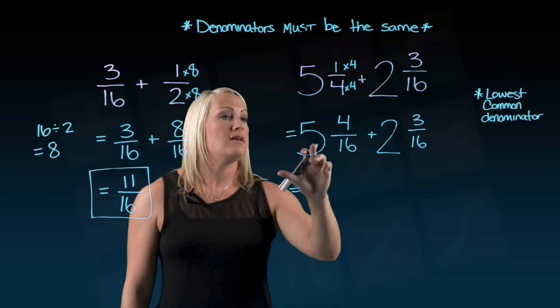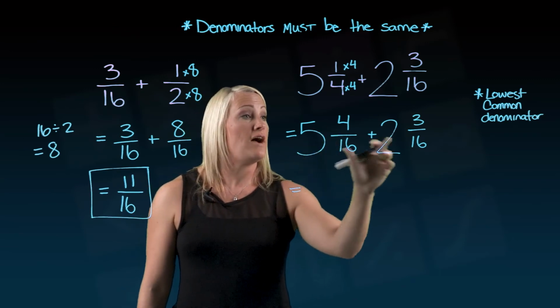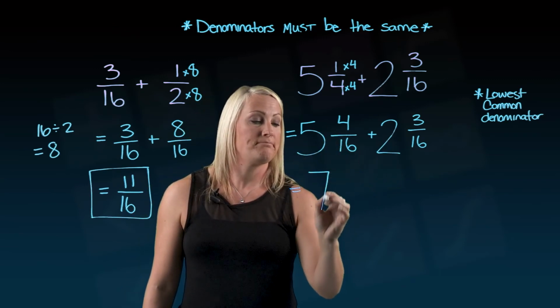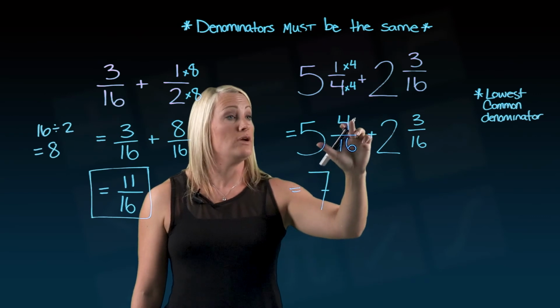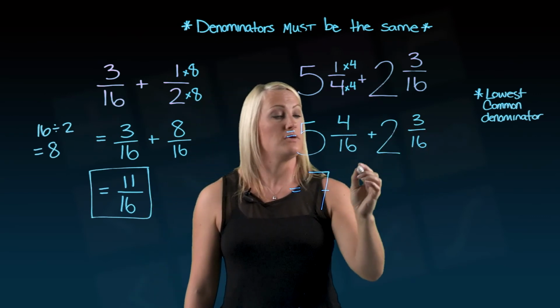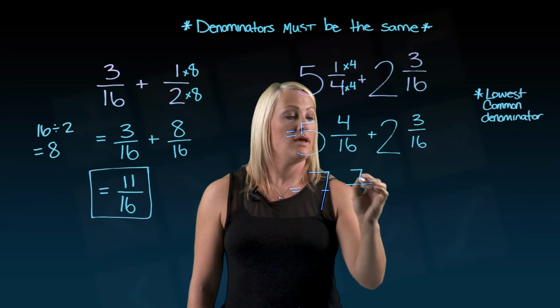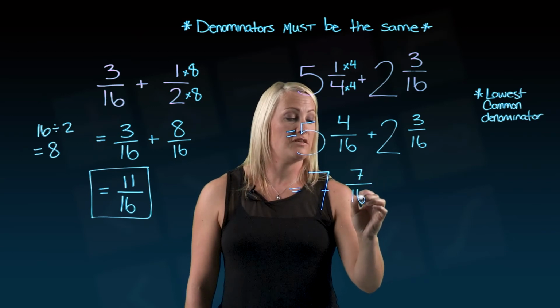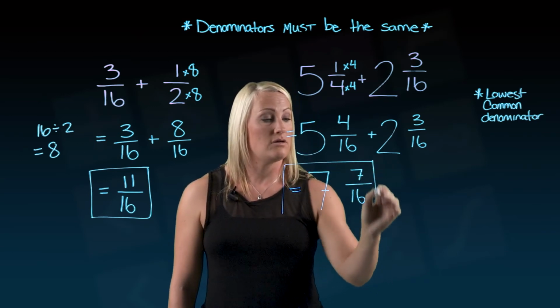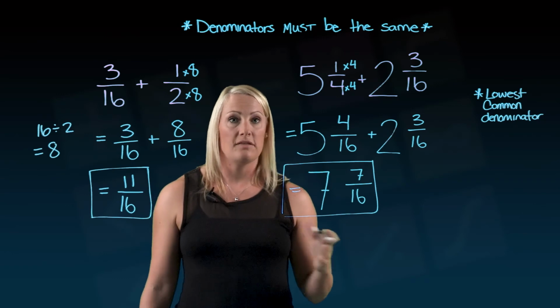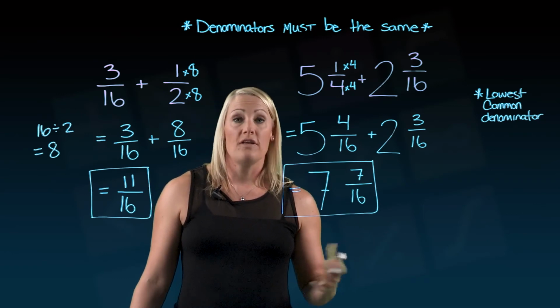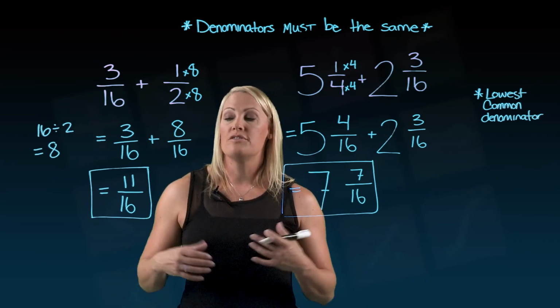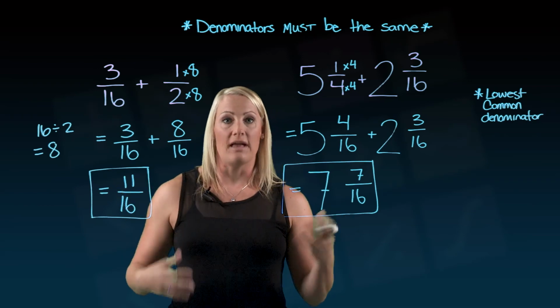So let's add this together. We're going to add our whole numbers, our 5 and our 2, and 5 plus 2 is 7. And now we're going to add our numerators, our top numbers, 4 plus 3, which is 7. And that bottom number stays the same, 16. So my final answer is 7 and 7/16. So hopefully that clarifies for you the basic rules of adding together fractions and mixed numbers.